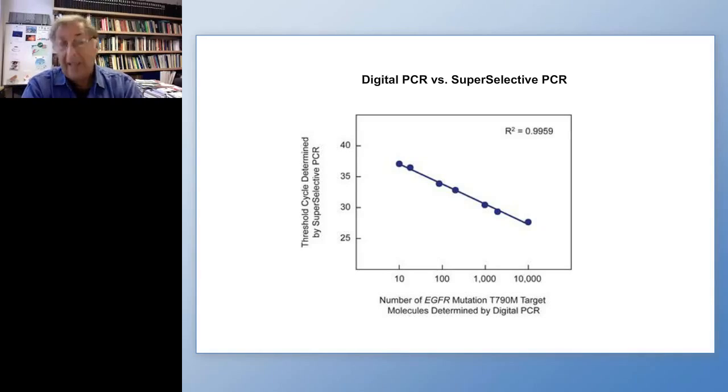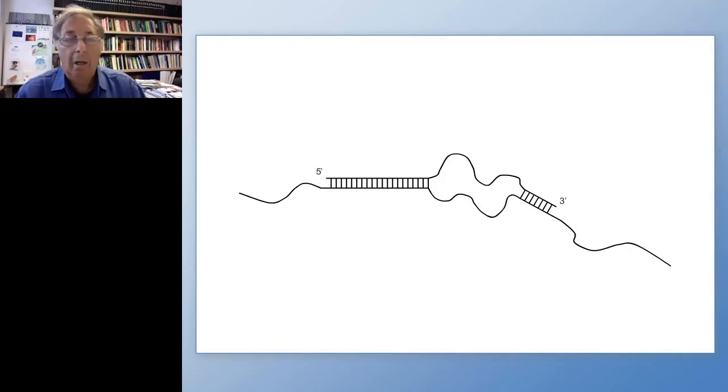And we took the same sample, same volume, and determined the CT value we got for each of these samples. And then we put the results on a curve that compared the digital PCR results to the super-selective PCR results. And you get a just beautiful correlation. It shows that the CT values that we're getting are truly representative of the number of mutant target molecules that are present. Okay, what's going on here?